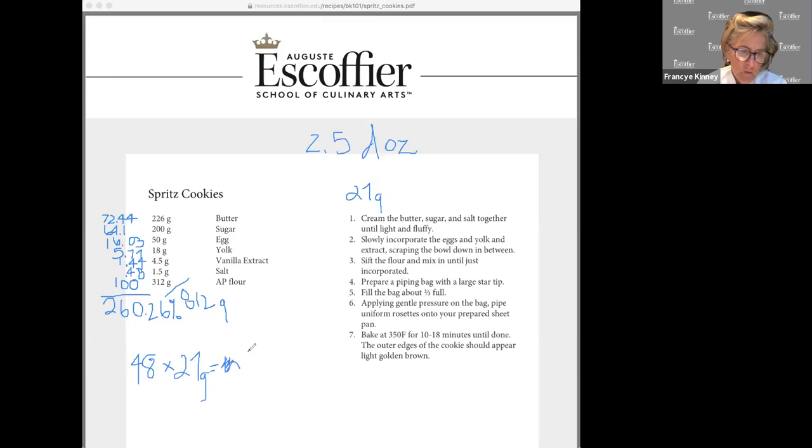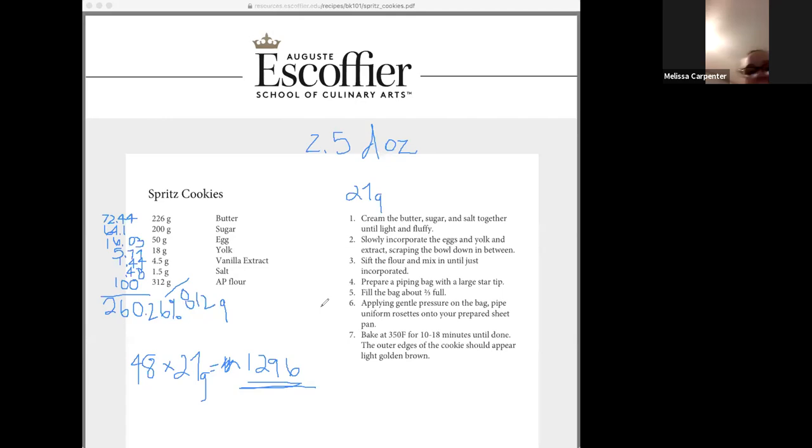Let's try that over again. 1,296 grams. So if that is in fact accurate and about the correct size, then this would be your desired yield here. And we can go through and figure out all the new amounts. Would everybody like to do that, to practice?